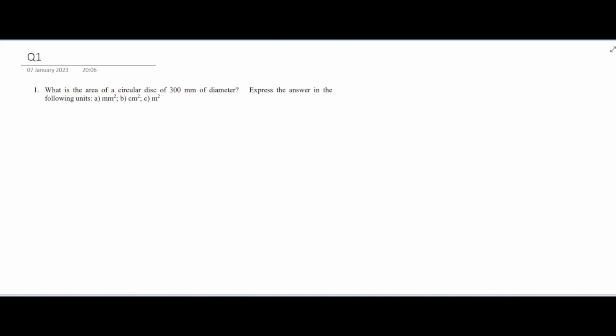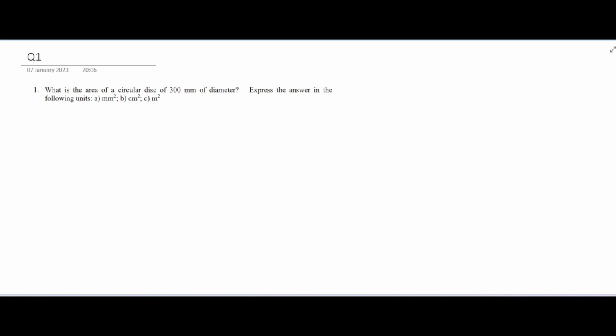So first question here, what is the area of a circular disc of 300 millimeters of diameter? Express the answer in the following units. You can pause the video and answer it for yourself, but I'll just go ahead and solve it now.